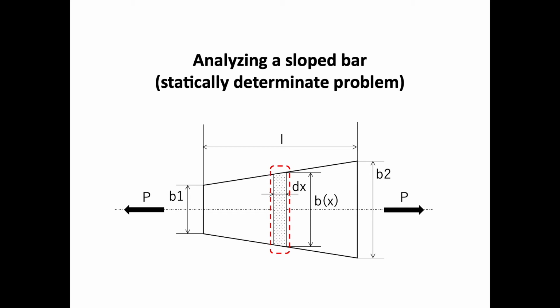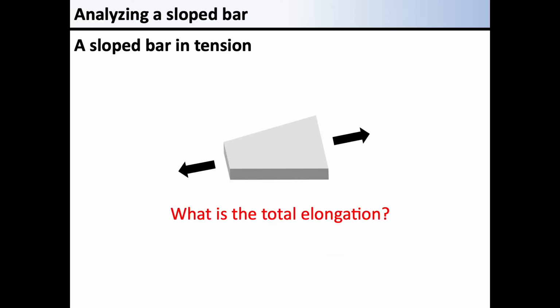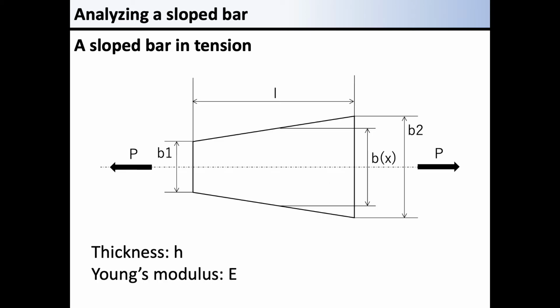This section focuses on the analysis of a sloped bar. Next, we are considering the total length of a bar with varying cross-sectional area as shown in the illustration. Let's say that a plate of thickness h, with the width of the left side b1 and the right side b2, is in tension. There is a load P acting like this on both ends.